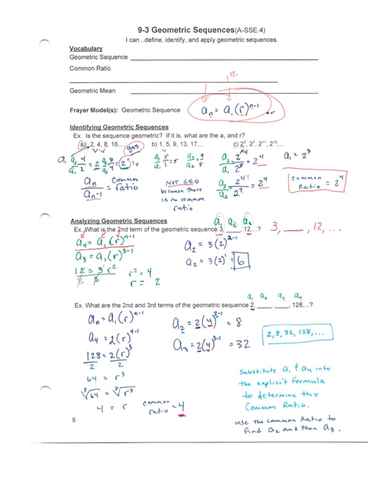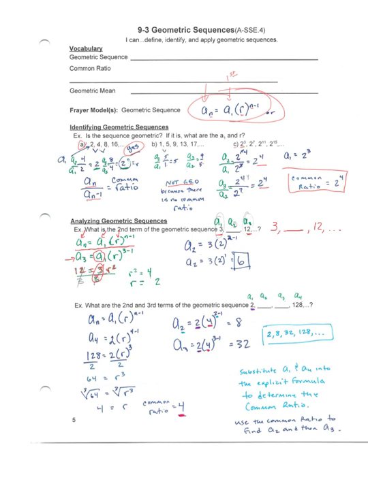And I can turn around and say, okay, 12 is A3, so I can replace AN with A3. A3 equals A1 times R to the 3 minus 1. Well, we don't know what R is yet, but we do know what A1 is. A1 is going to be 3. So we can simplify here. I know A3 is 12, so I've done some substitution here. 12 is equal to 3 times r squared.